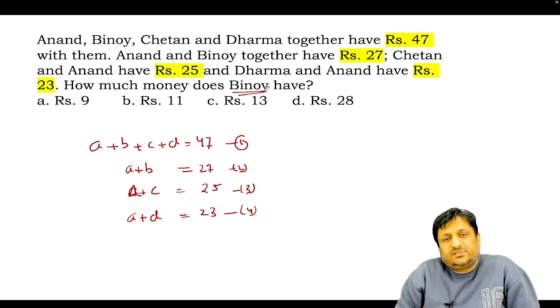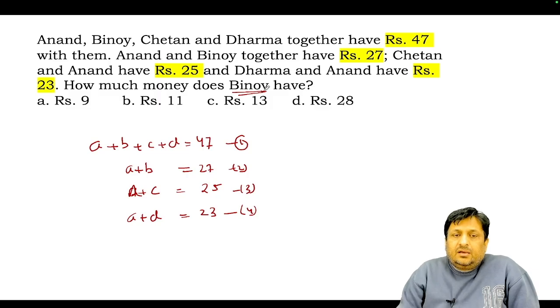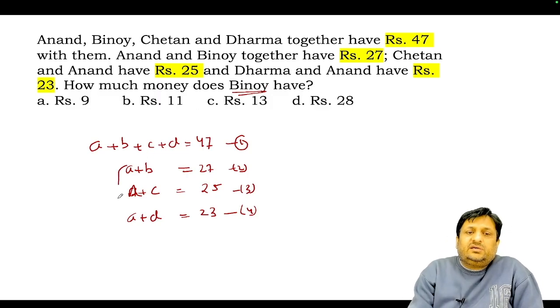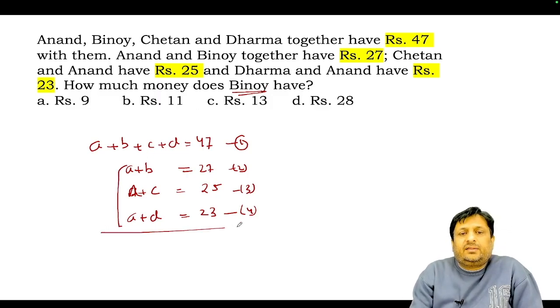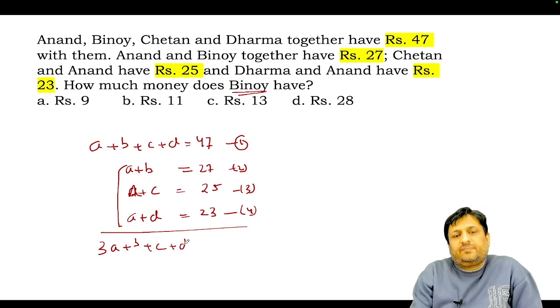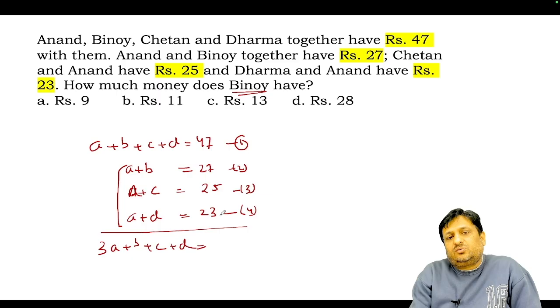Okay, let's solve this. The first equation contains all of A, B, C, D. In the other 3 equations, A is common. So I can add them. What will I get? I will get 3A plus B plus C plus D, which will be 27 plus 25, 52, plus 23, it will be 75 if I am not wrong.